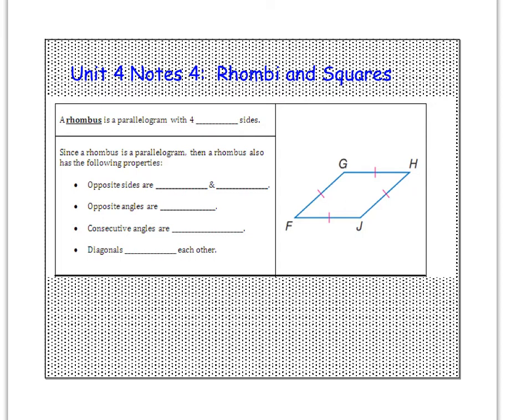Today we're going to do Unit 4, Lesson 4, and we're going to study the rhombus and the square. A rhombus is a parallelogram with 4 congruent sides. And you can see over here on the right, see how the sides each have a tick mark? That means that is a rhombus. All 4 sides are the same length.